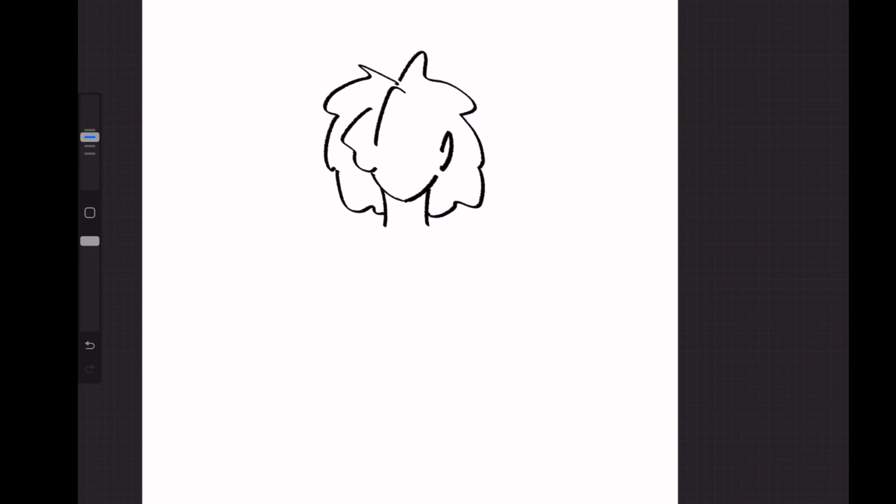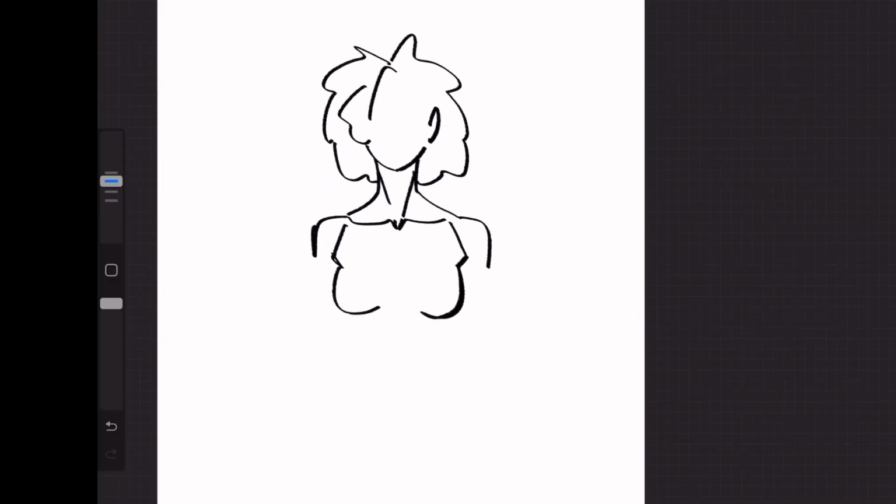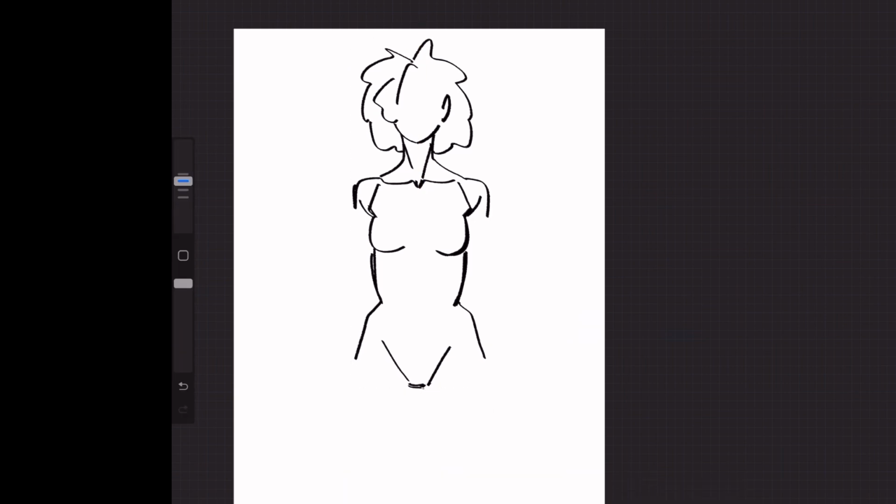I personally love drawing hip dips because it's just a rhythm that's so unique to women and really emphasizes the biggest difference in the natural proportions of a woman's body as opposed to a man's, which are the wider hips.